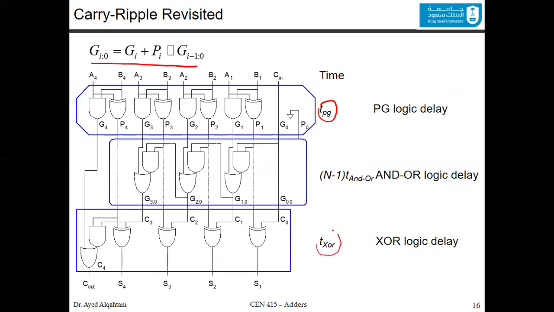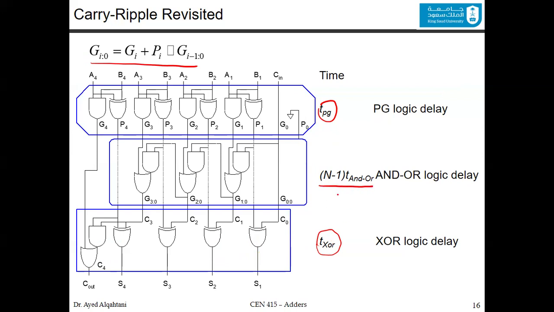And this time is the time for the XOR. Basically, we are saying that the time going through an XOR is more than AND followed by OR. So that's the time here. Those two times, again, are fixed for all the types of adders. The only difference is in here.